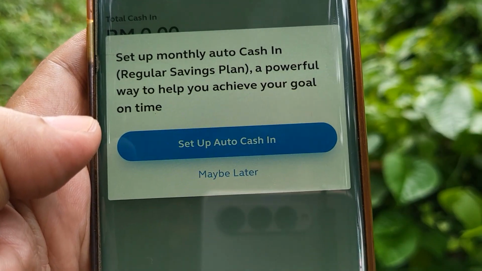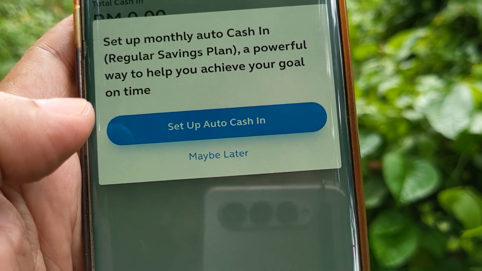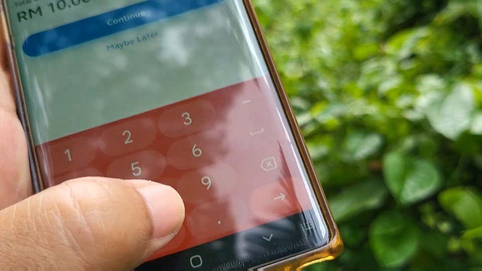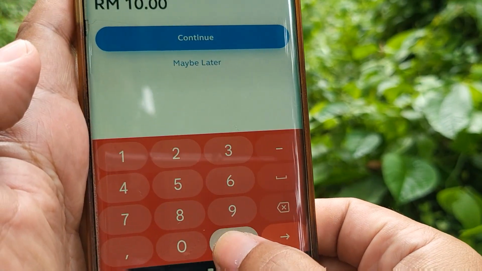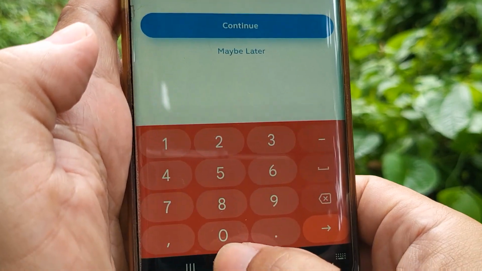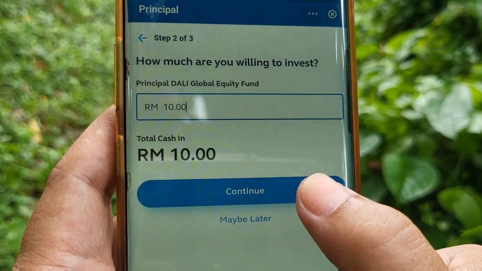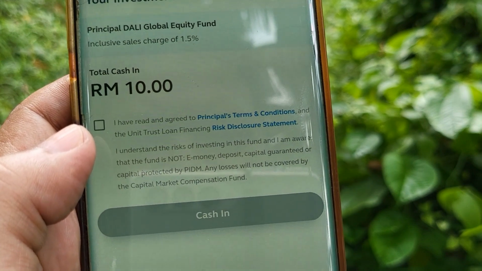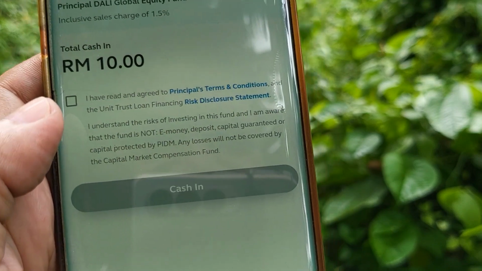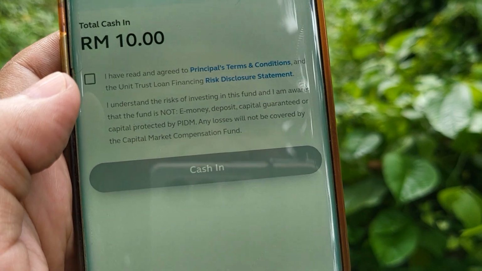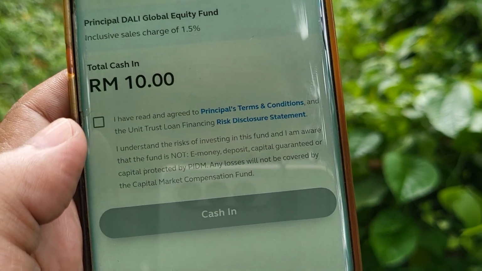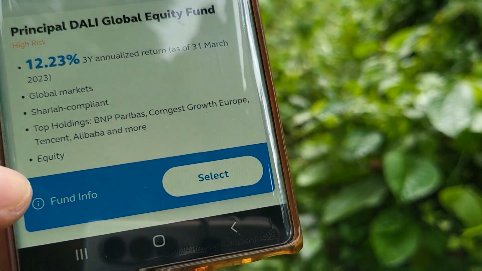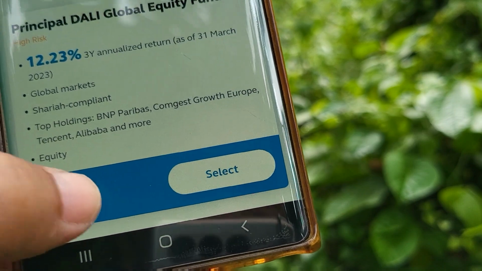You can either set up a monthly auto cash-in, or just put a one-time contribution, and then you can put the amount that you want to invest. The minimum amount is 10 ringgit. Just hit continue, and then you have to agree to the terms and conditions, and there'll be a 1.5% sales charge. You can either cash in using your e-wallet, or you can transfer the fund from your other banks through online transaction. For the past 3 years, the annualized return is at 12%, and you can view the prospectus online by clicking on the fund info.